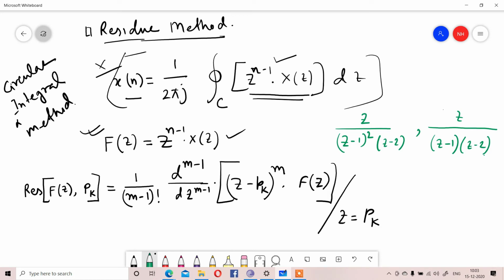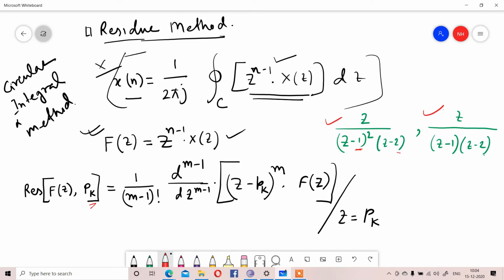Okay, see here, obviously pk defines the poles. When k equal to 1, consider these two examples. When k equal to 1, you need to consider that pole. When k equal to 2, you need to consider that pole.